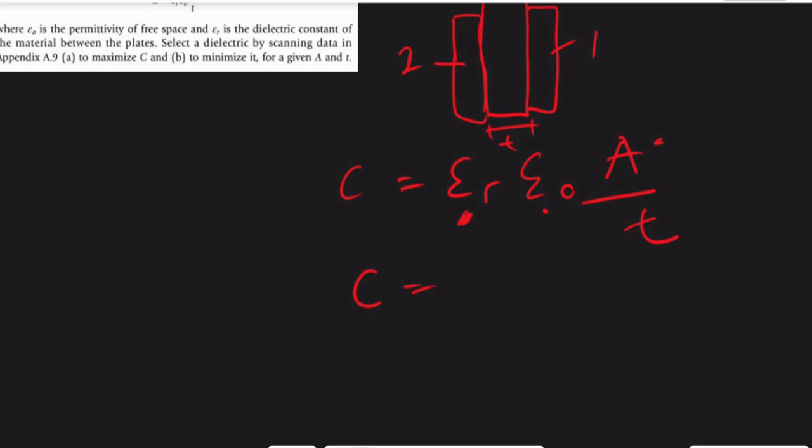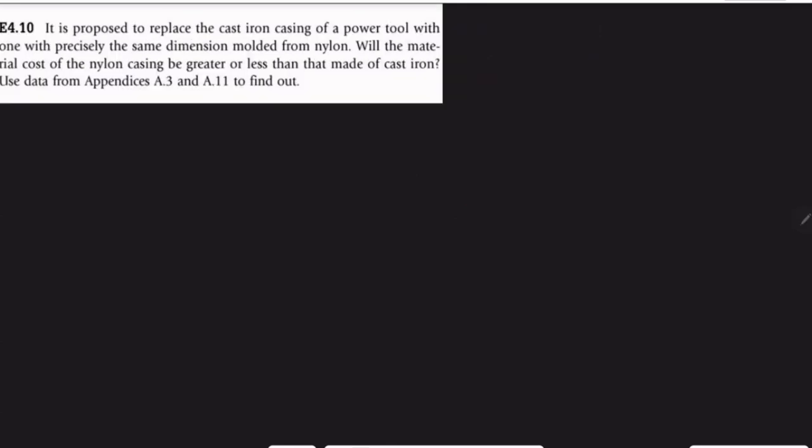Then for question B, it's telling us to minimize C, given a given value of A and t. In order to minimize C, you also need to find a material with a very low dielectric constant εr, because all these other ones are not material properties. All you need is εr. So the material that has the lowest εr is the best material for question B. So go through the table and find the material with the lowest εr. So that is it.